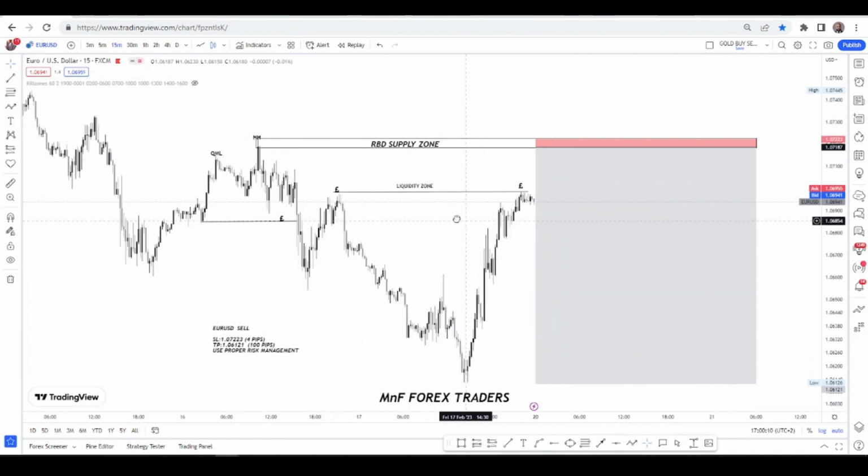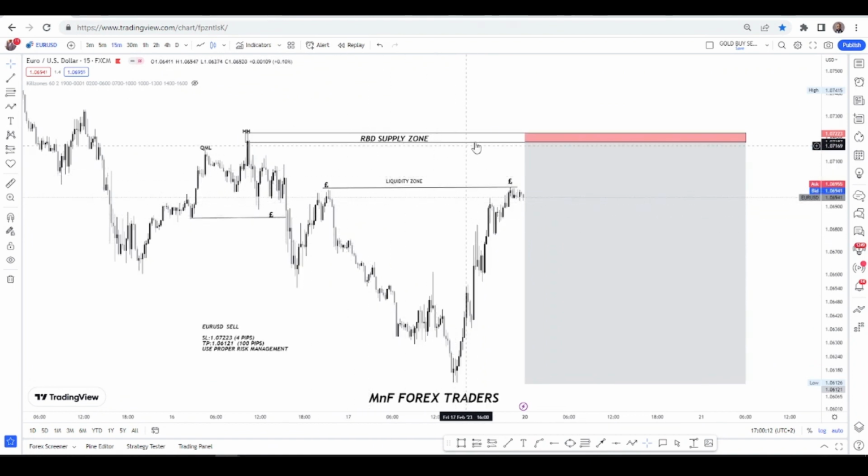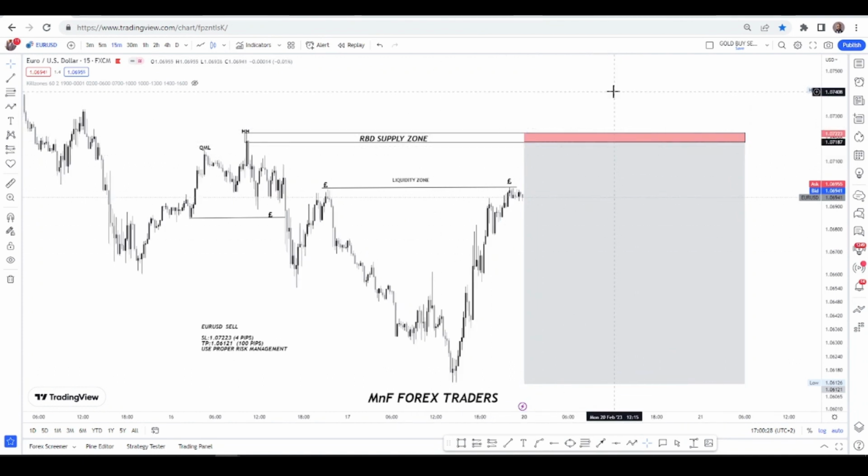Then the next one is the approach. How is the market coming to you? Now the market is coming to us in the form of a fake out. So this is the fake out. This is the process. Now we have to wait for the approach. How is the market going to come to us? What confirmation are we going to look for before entering this particular trade?